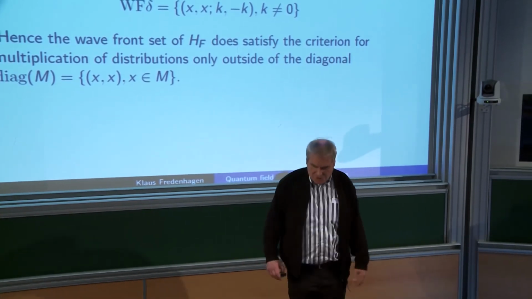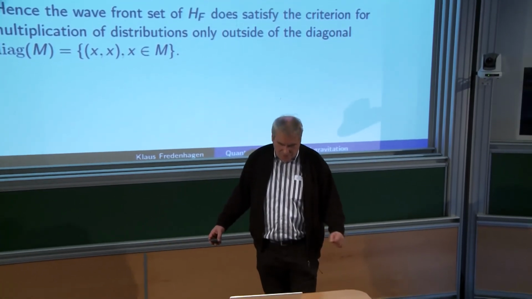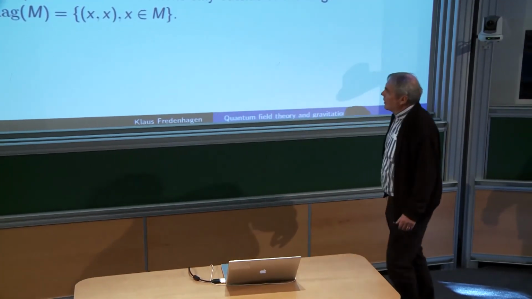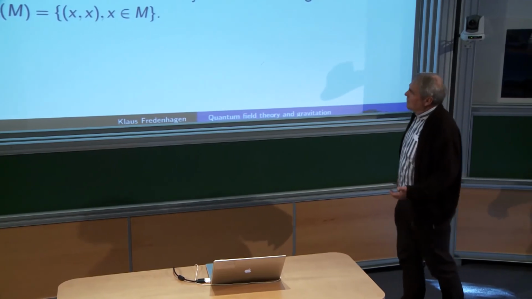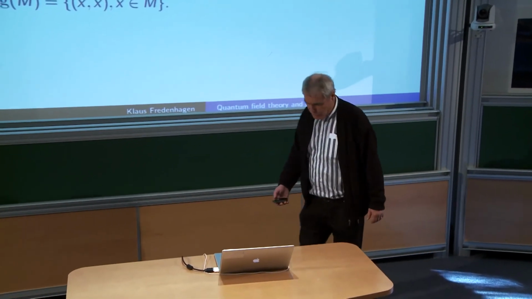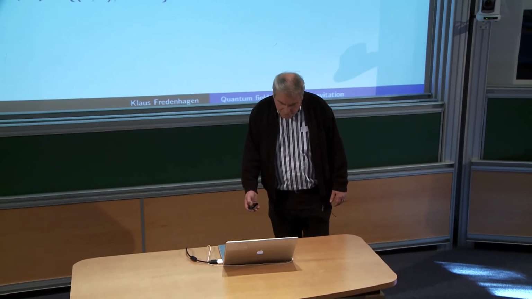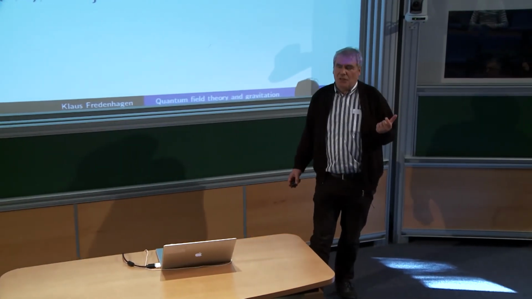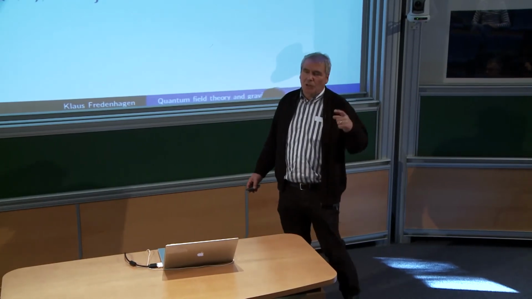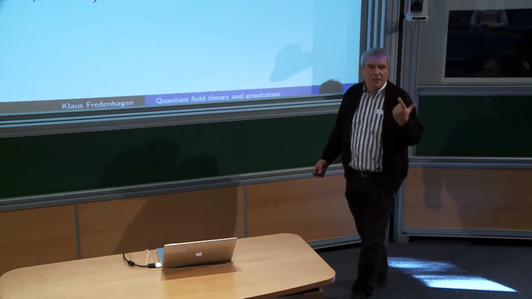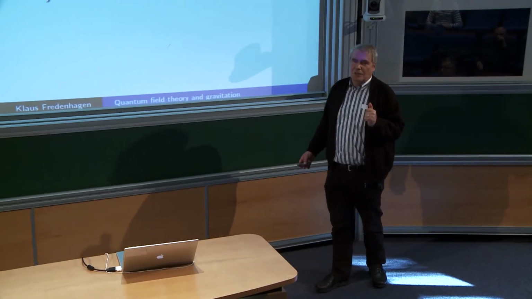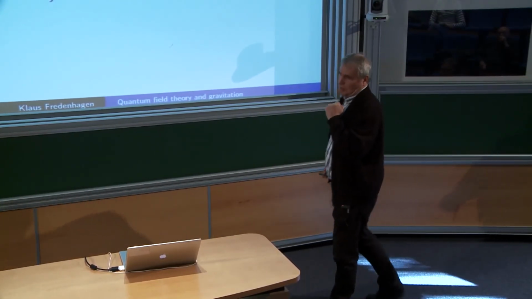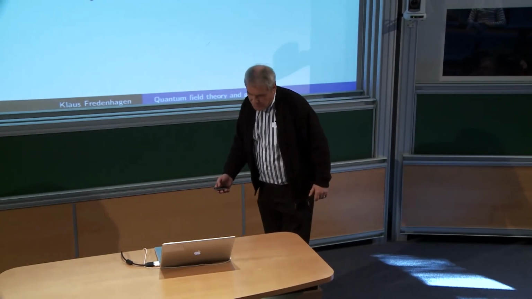And so when you define the square, you can add two covectors and you get 0. And this shows that in general, the square is not a well-defined distribution. But this holds only at coinciding points. At non-coinciding points, you can always use these positivity conditions. So this product is well defined for non-coinciding points, but not for coinciding points. And this holds very generally.